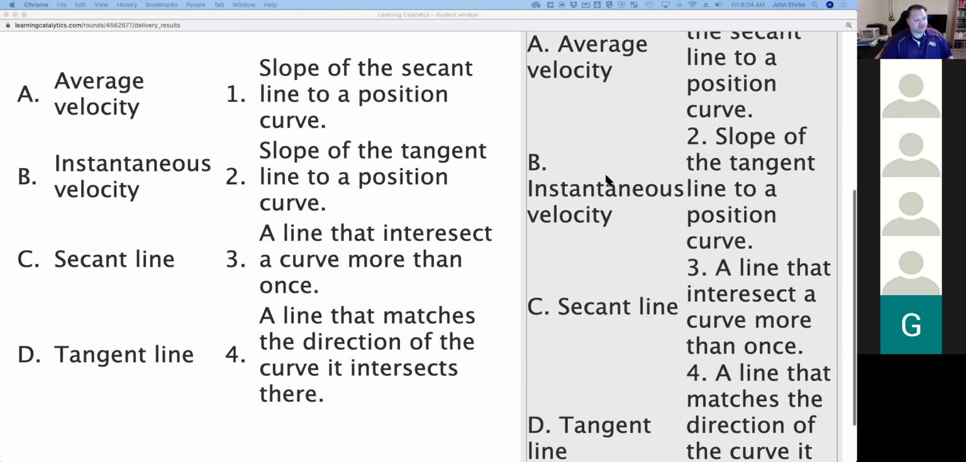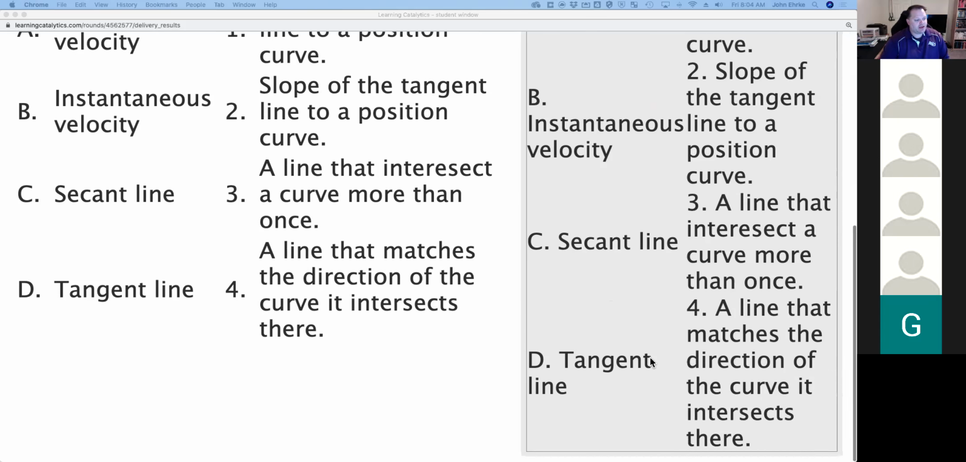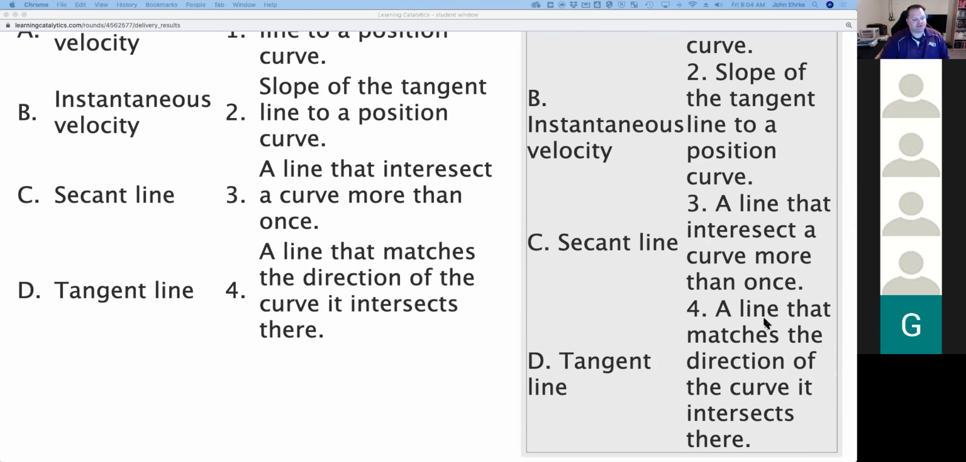The instantaneous velocity is the slope of the tangent line to a position curve. We're going to use both of these in the question that's coming up. And then a tangent line is a line that matches the direction of the curve it intersects. So these are definitions from last class that we're going to be using today. All right, let's jump into a question.